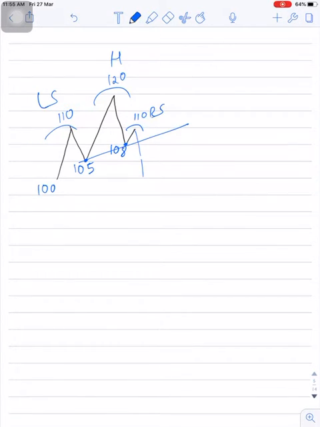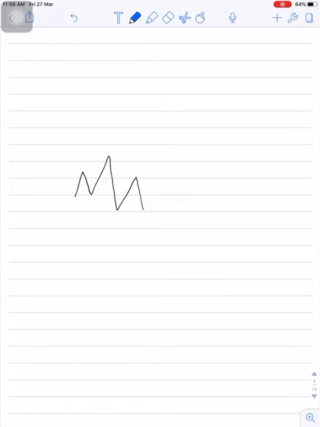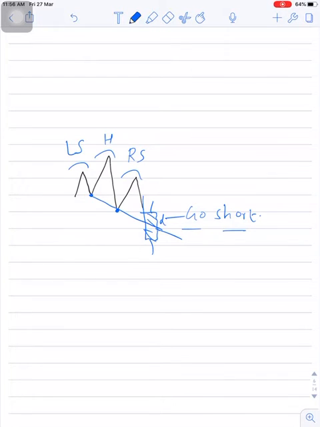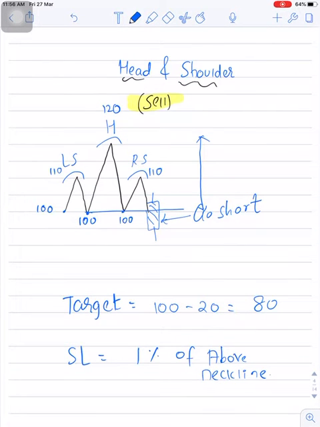We may have a downward sloping neckline also, as in this case you can see the left shoulder low is at this level, the low of the head is at this level. If you connect these 2 points, you will get a downward sloping neckline. So once price forms the right shoulder, it should break this downward sloping neckline with a bearish candle. Here we can go short. So depending on the low of the left shoulder and the low of the head, we may get the neckline as a flat line, an upward sloping line or a downward sloping line.